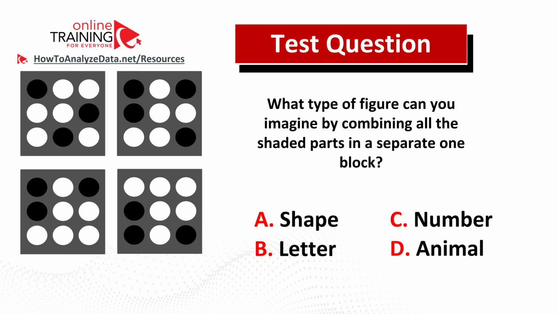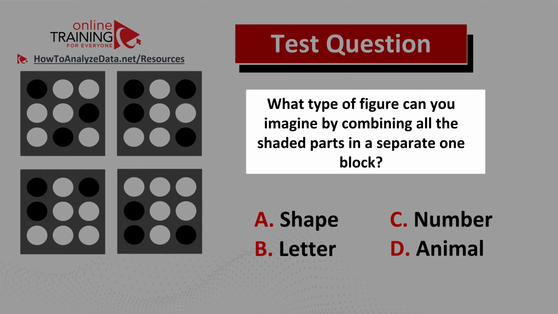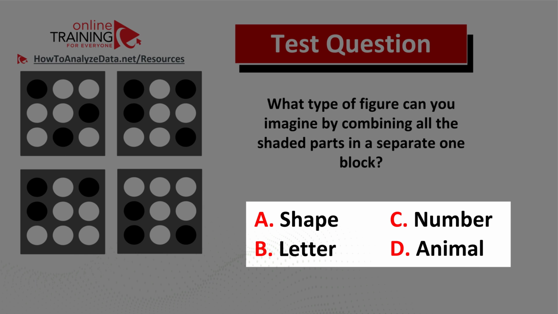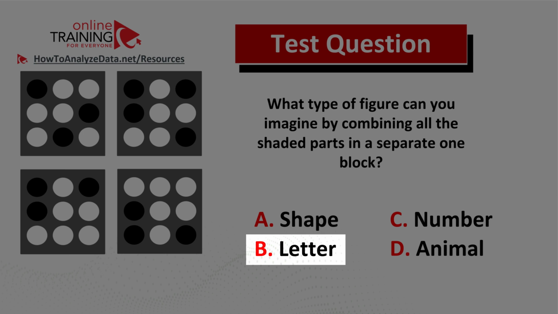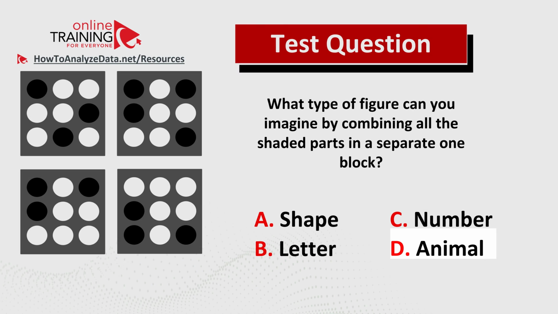Here's the tricky question from the real test. What type of figure can you imagine by combining all the shaded parts into one separate block? And you have 4 different choices: shape, letter, number, or animal. Do you think you know the answer? Now might be a good time to pause this video to see if you can come up with the answer on your own.